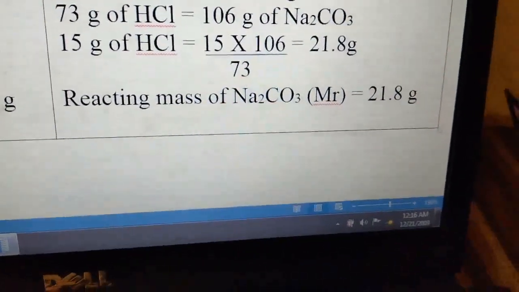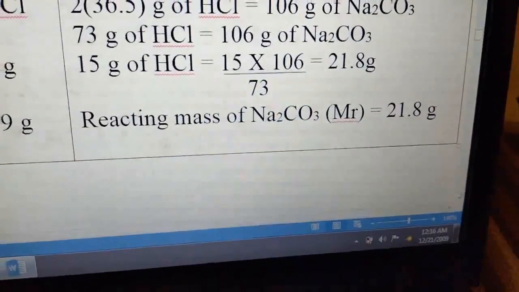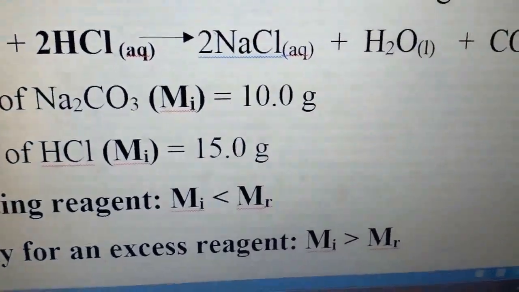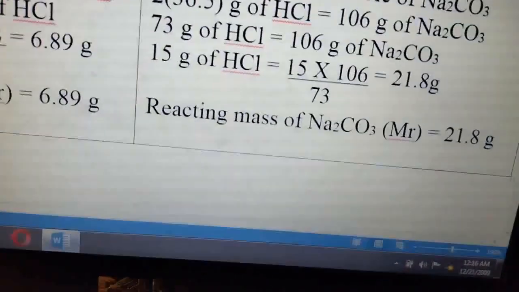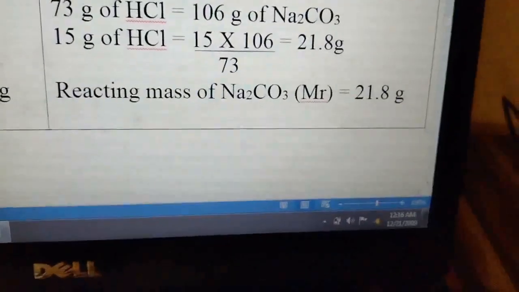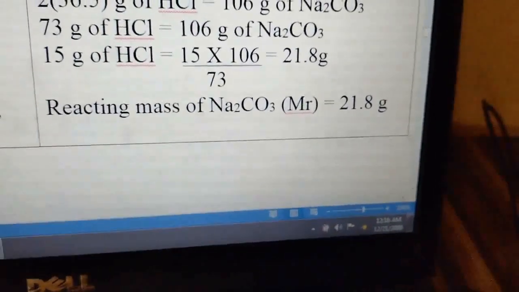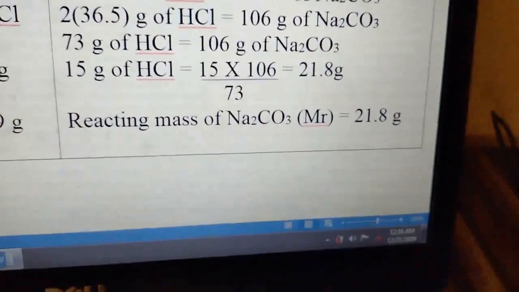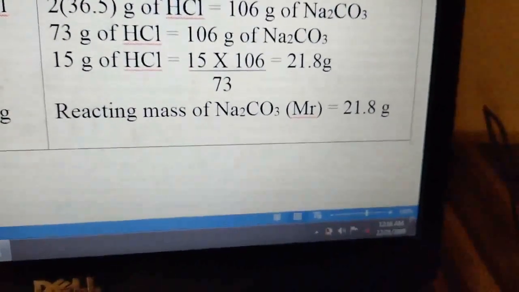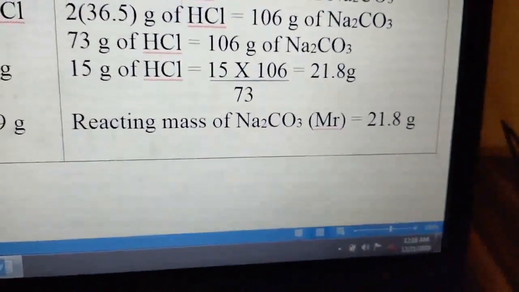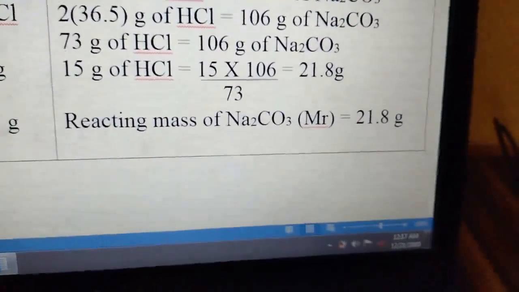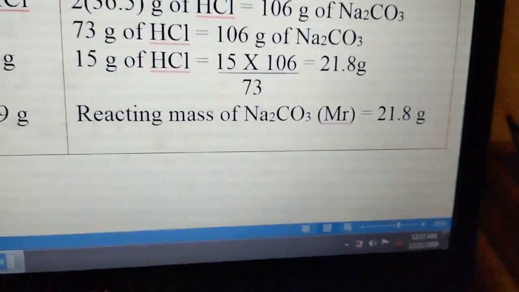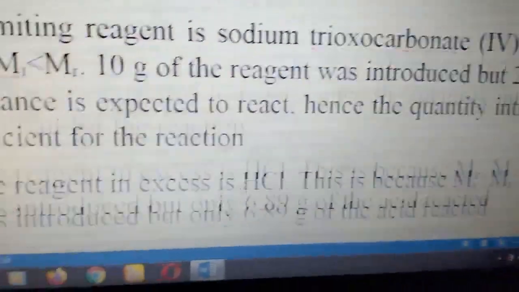We'll now compare this reacting mass with the initial mass. The initial mass of sodium carbonate is 10 grams. So we introduce 10 grams, and the reacting mass is more than what you introduced, 21.8. So the mass we introduce is less than what should react. That means sodium carbonate is insufficient. We expect 21.8 grams to react, which is impossible from the 10 grams. That means sodium carbonate is limiting, not sufficient for the reaction. So that is the conclusion.